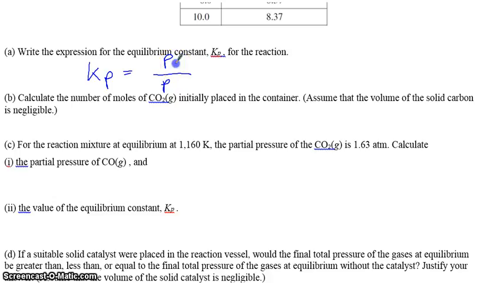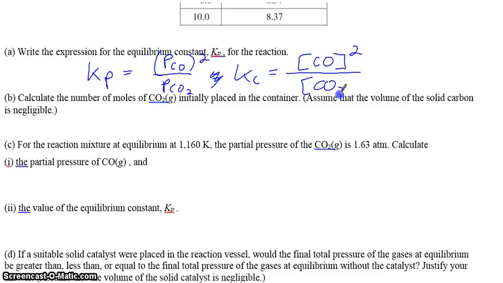Our product is CO, and we have to square that because of the 2, and our reactant is CO2. So this would be the expression itself. If you were to do it in Kc, by the way, they won't be equal, but Kc would be expressed as concentrations. Remember, you would put brackets for the CO squared and brackets for the CO2. There are 2 versions of the equilibrium constant, recall.